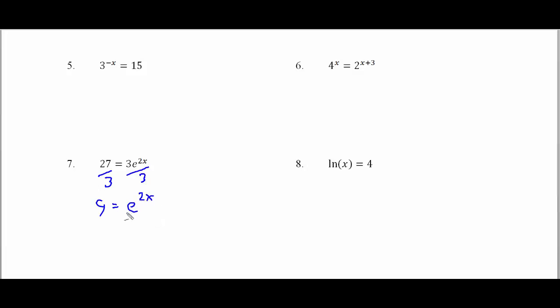Now, to get rid of this e, we have to take the log base e of both sides, but that's just natural log. So if I take the natural log of 9, I get the answer of 2.197. If I take the natural log of e raised to the 2x, it's the same as the 2x being brought to the front, and the natural log base e to the first power is just 1. So you have 2x here. If you divide both sides by 2, x is equal to 1.099. And so that would be my answer for the problem.